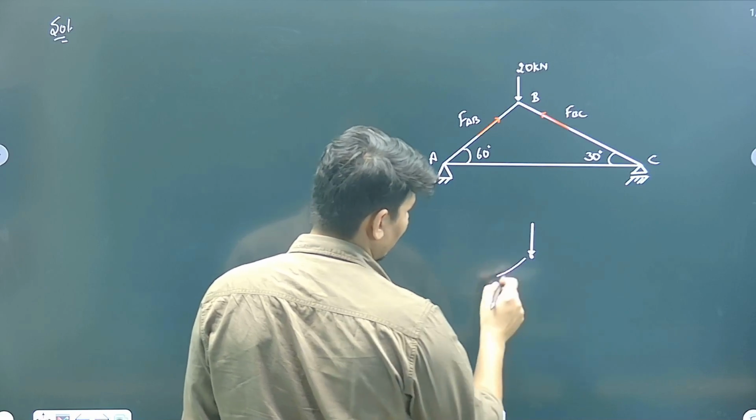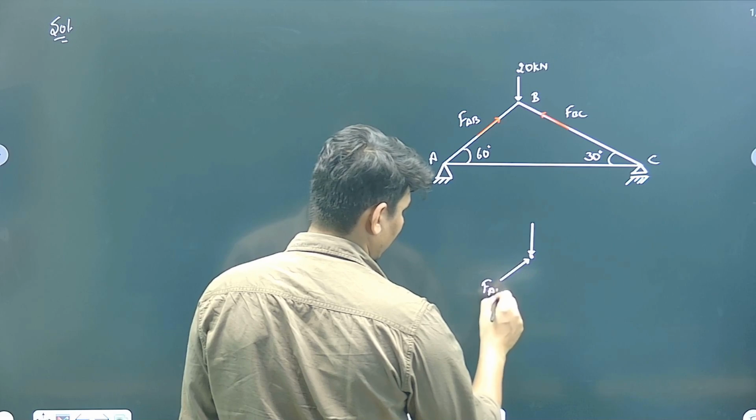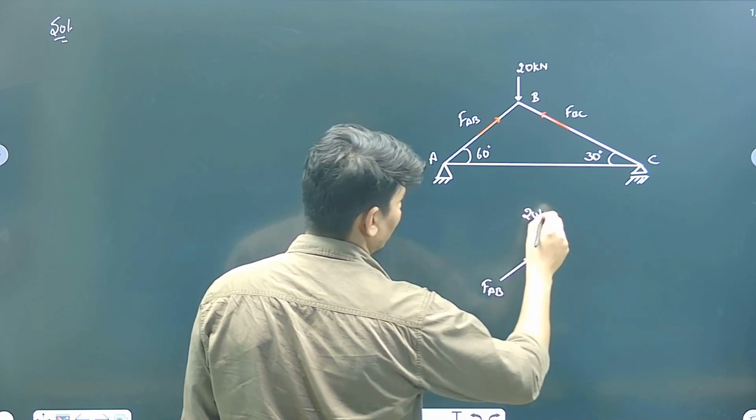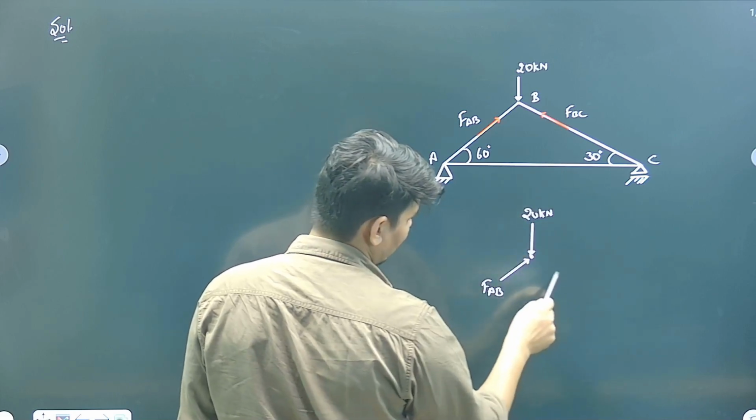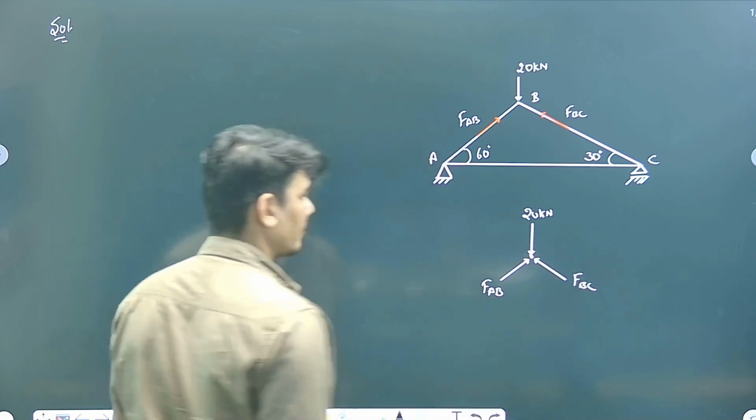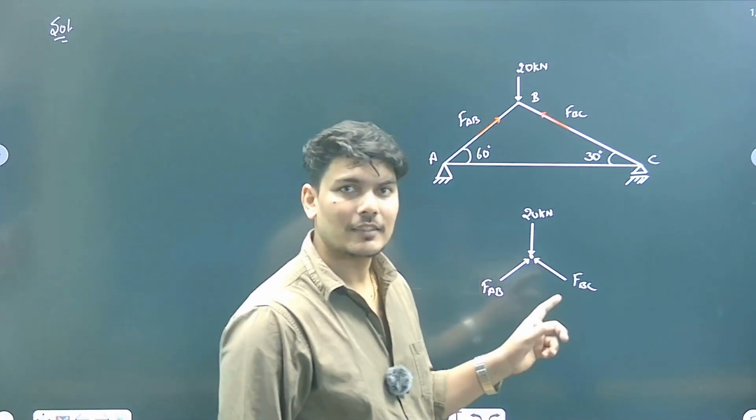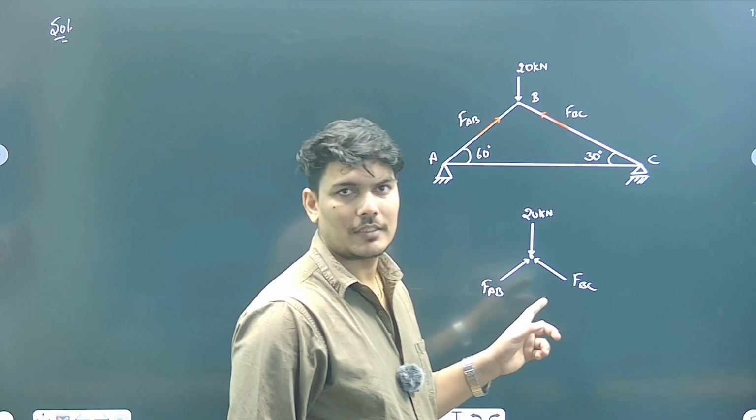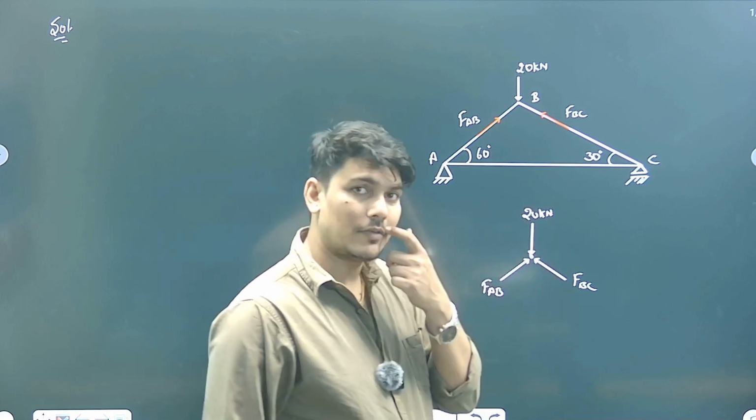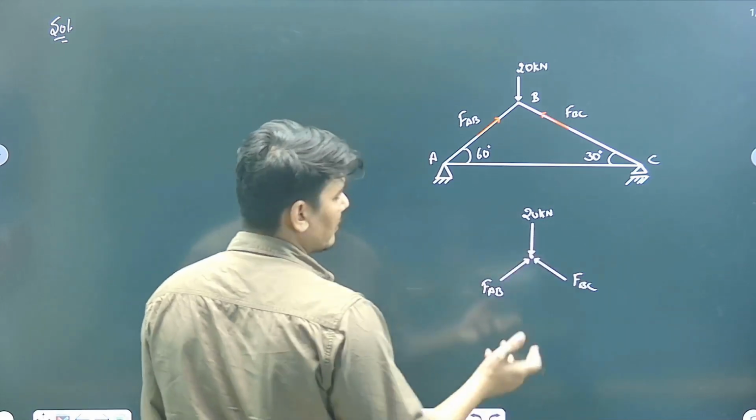From this side, force in AB member, that is 20 kilonewton given in the question, and this force in BC member, right? So three forces meeting at a single point. This is nothing but the concurrent force system. So for the concurrent force system, we can apply Lami's theorem.